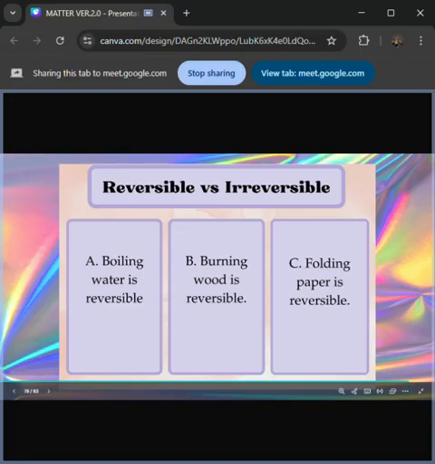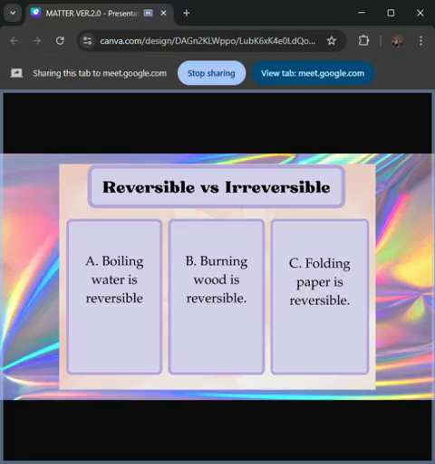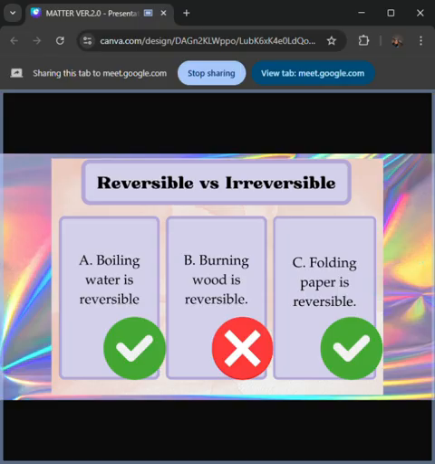Okay, so how about this, reversible versus irreversible process? So which one of the statements is a lie? So, yes, Christine. Oh, okay, so let's check. Okay, so yes, that's correct. That's true. So I think we're down to the last part. Next slide, please.